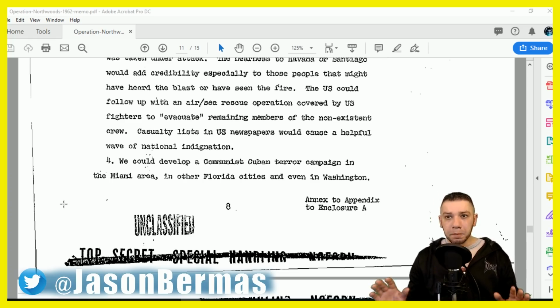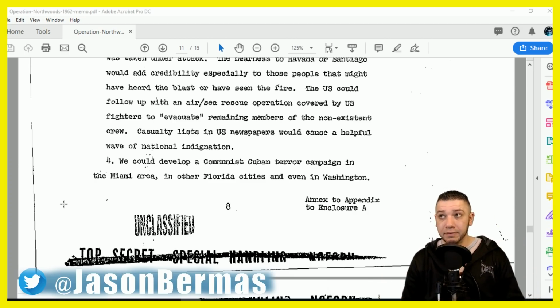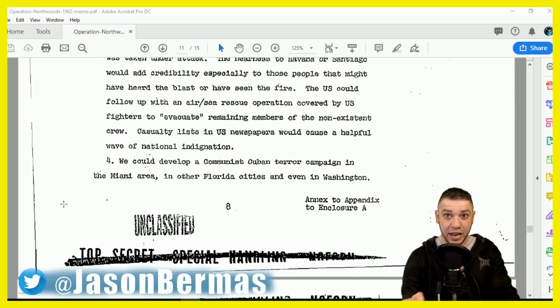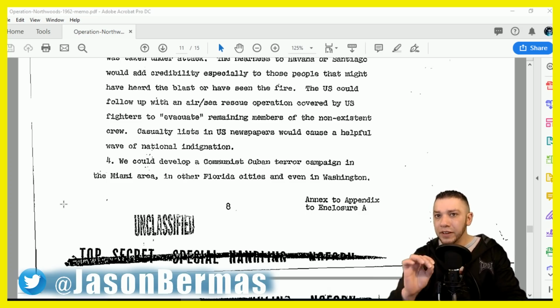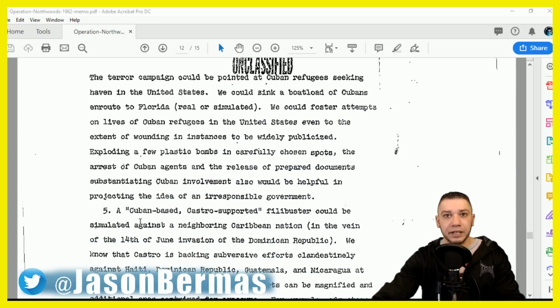So I've heard people say that they were going to shoot up movie theaters in this document. That is not correct. However, it does appear, you're looking at it right now, they did say that they could develop a terror campaign, and there's just a few details in that we're going to read in a moment, in Miami. So we could develop a communist Cuban terror campaign in the Miami area or other Florida cities, and even in Washington. And I assume they mean D.C. to make it more political, obviously. All right? So let's continue.